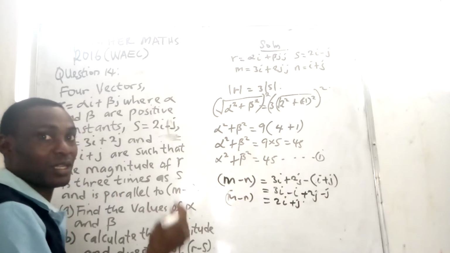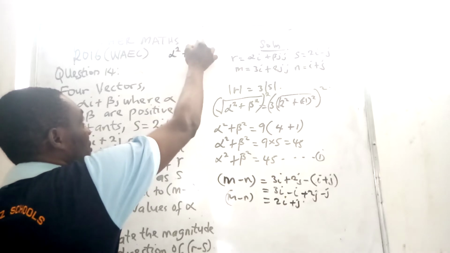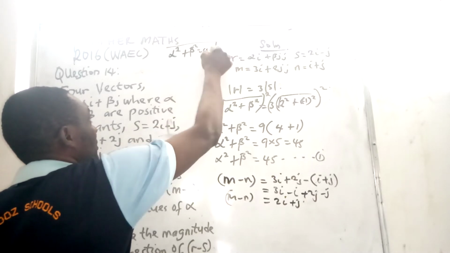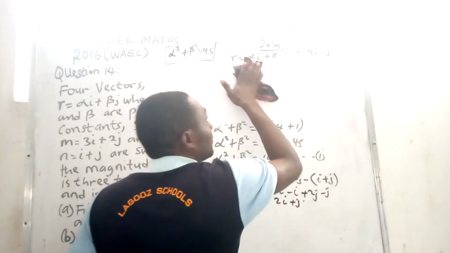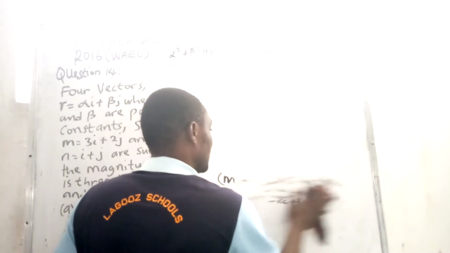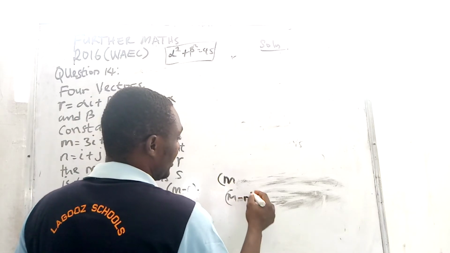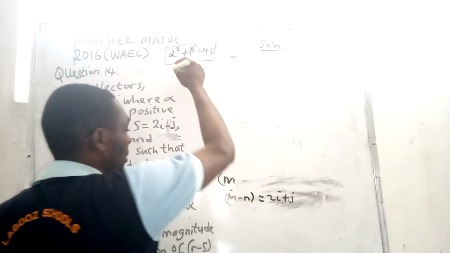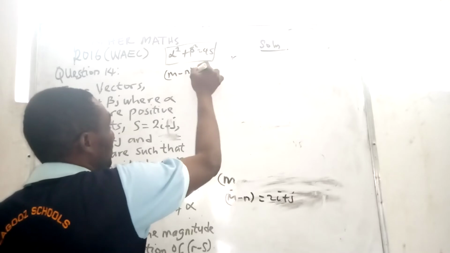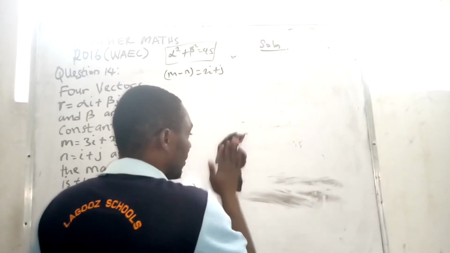I want to rub off the board because of space. So equation 1 is alpha squared plus beta squared equals 45. We'll just keep this here so that we can make use of it. Now, m minus n is equal to 2i plus j. So we'll keep this here too. m minus n equals 2i plus j. So we have this.